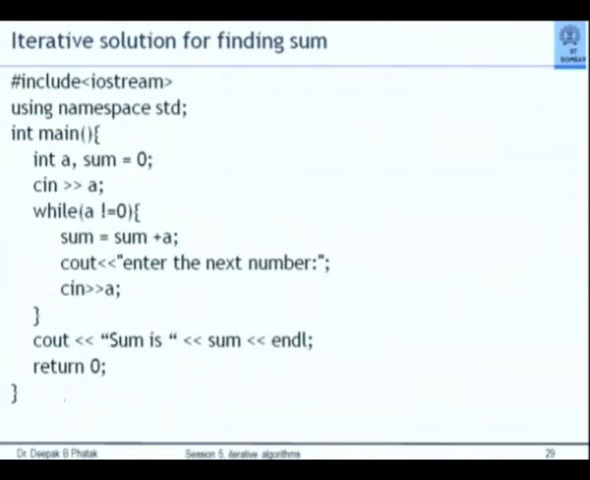While a not equal to 0, do sum is equal to sum plus a. cout, enter the next number. cin greater than a. Observe that the condition is while a not equal to 0, keep doing things. And observe that every iteration executes an instruction which reads a new value for it. That means there is a chance for this condition to become false, and therefore this is not an infinite loop. I can get out.